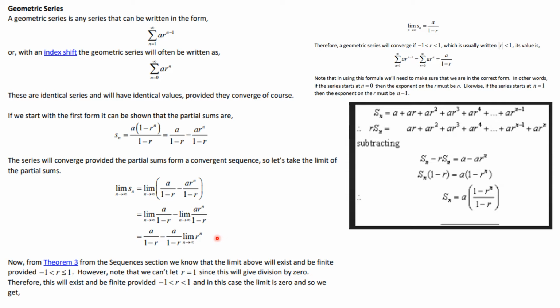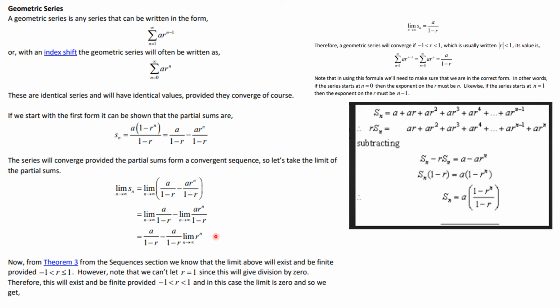So I have a over 1 minus r, but then what happens is if r is between minus 1 and 1, it cannot be equal to 1. This really should say less than as well, and that's, I guess, what they're saying here. So if r is between minus 1 and 1, another way to say that is the absolute value of r is less than 1, then the limit as n goes to infinity of r to the n gets smaller.